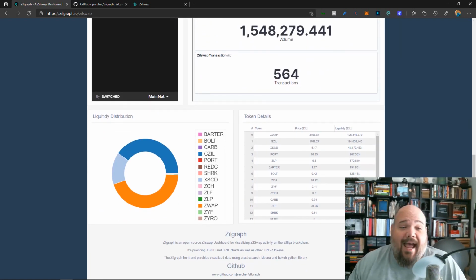In addition to that, we can look down and we can see the liquidity distribution across all of ZilSwap. So if you want to know where people are putting their money in terms of pooling in ZilSwap, here it is. And take a look at these colors. It's GZil right here, it's ZWAP, and it's XSGD. Now, these proportions have changed drastically since ZWAP has been introduced. ZWAP is, as you look at this, 40-something percent of all of liquidity on ZilSwap.